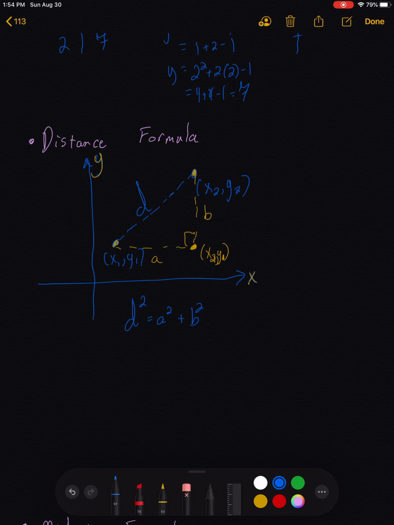Okay, well, the distance of length a here, the bottom leg of that right triangle, since it's at the same y-coordinate, there is no change in height, there is just a horizontal change, right, from x1 to x2. And whatever that distance is, I can write that as x2 minus x1. So a is equal to x2 minus x1. And remember, a is being squared, so that's x2 minus x1 squared.